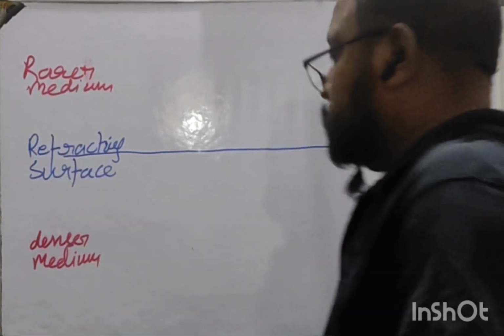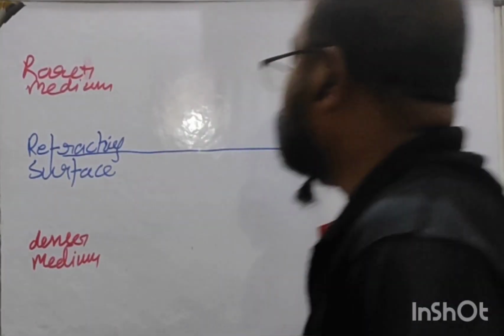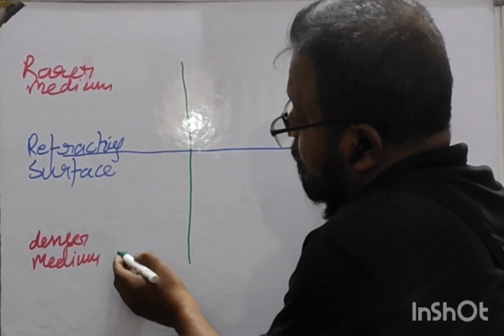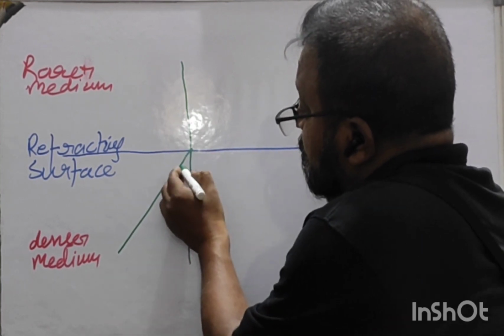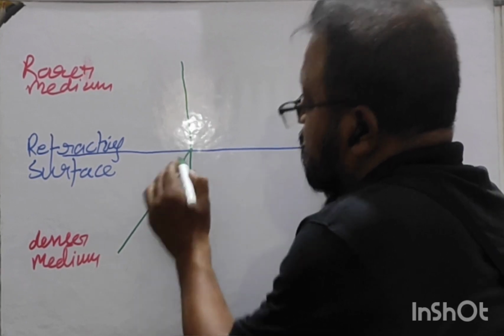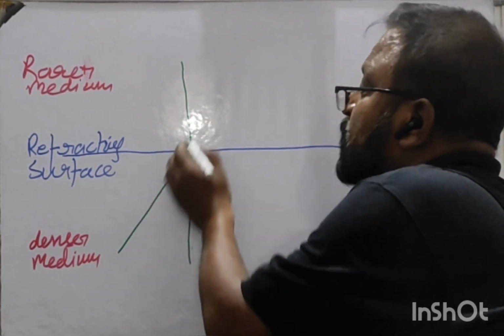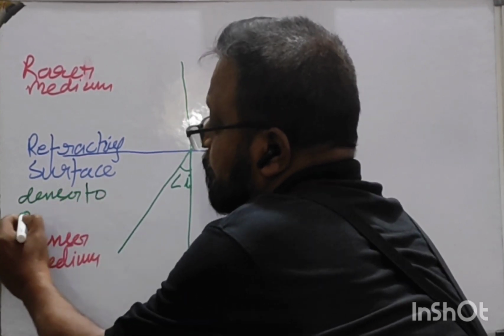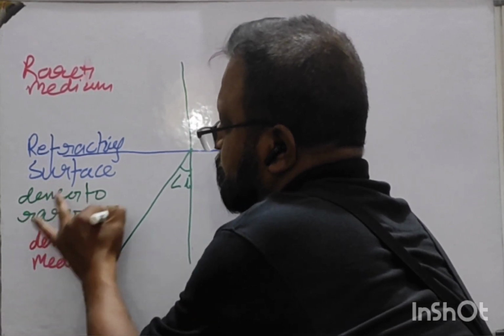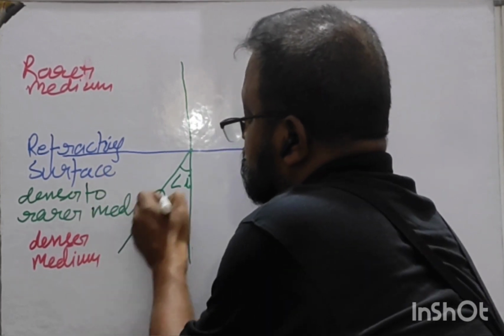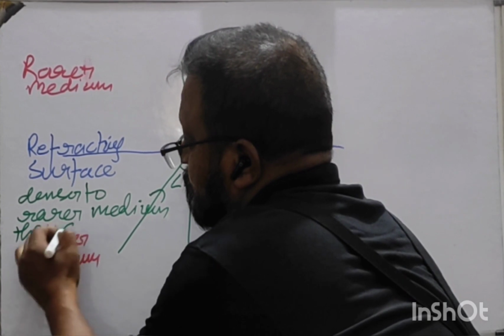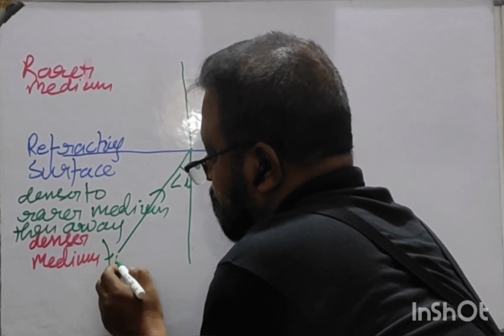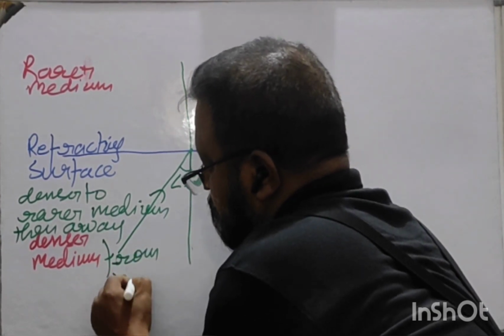ठीक है? So जब एक लाइट रे इंसिडेंट होती है, ये है तुम्हारा ये हो गया इसका नॉर्मल, ठीक है? और जब लाइट रे यहाँ से इंसिडेंट करेगी तो ये एंगल ऑफ इंसिडेंस हो गया, राइट? एंड व्हेन इट गोज फ्रॉम denser to rarer medium, then away from the normal, away from normal, ठीक है?